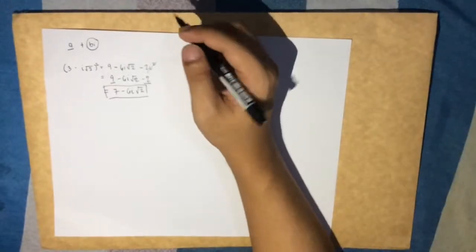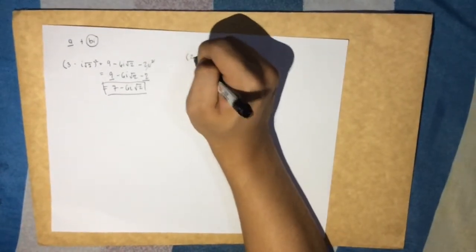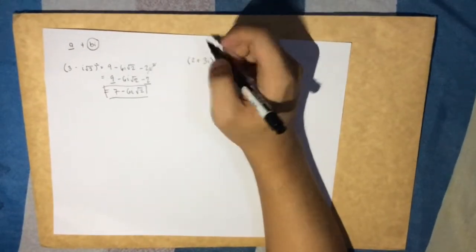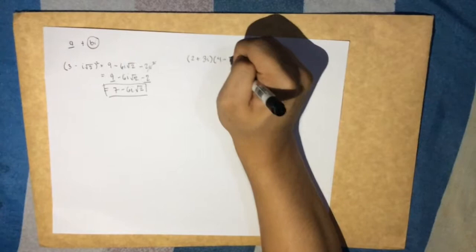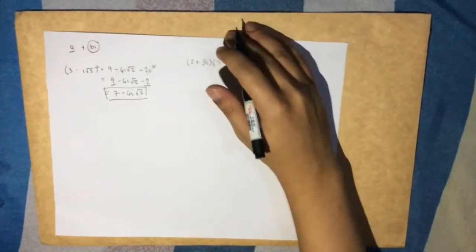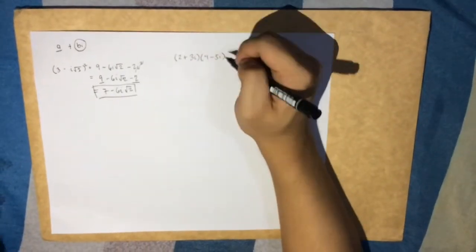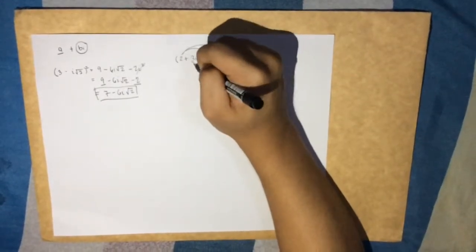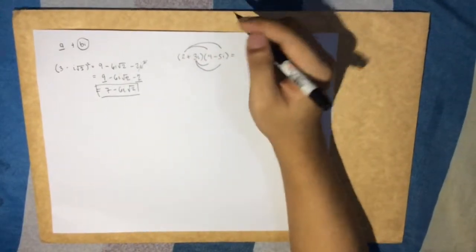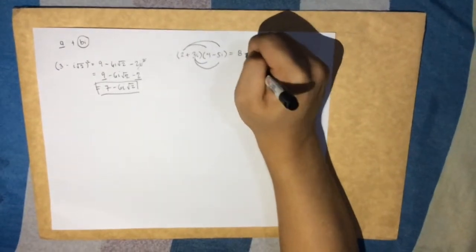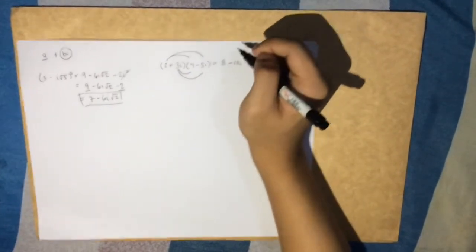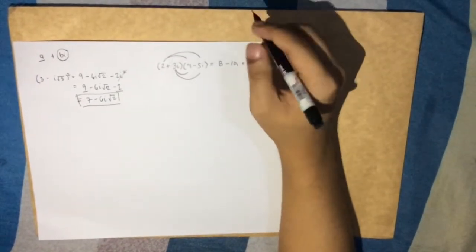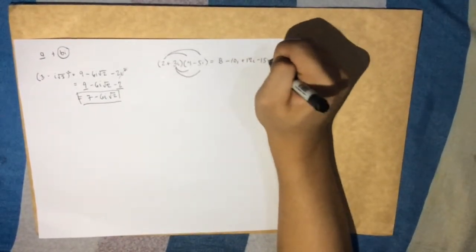Another example is 2 plus 3i multiplied by 4 minus 5i. The first step to answer this is we must multiply the binomials. And we'll get 8 minus 10i plus 12i minus 15i squared.